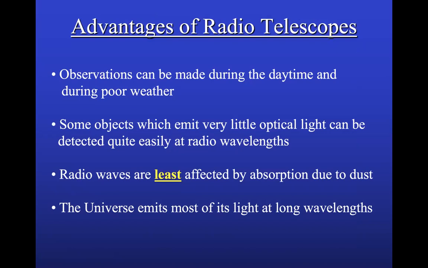And there are some objects that emit very little optical light, and you can detect them quite easily at radio wavelengths. That's another advantage, because there are some objects that emit more at radio wavelengths, so you can detect those, and they are not that much affected by the absorption due to the dust. And the other thing is, what we know up to now is the universe actually emits most of its light at longer wavelengths rather than optical. And this is why using radio telescopes is very beneficial for us.